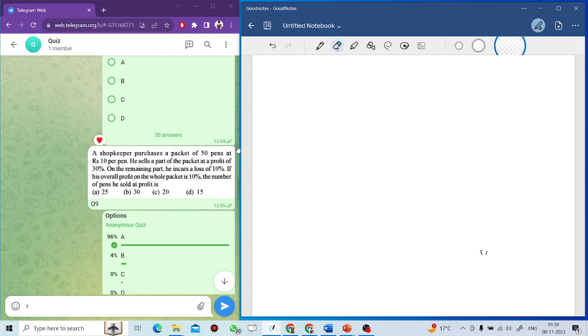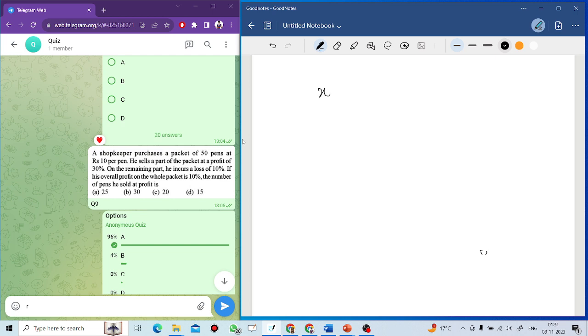A shopkeeper purchases a packet of 50 pens at 10 per pen. He sells a part of the packet at 30% profit and the remaining at 10% loss, and his overall profit percentage is 10. So, a very direct question. You must have spotted that the question is based on alligation. Although you can do it like this as well.